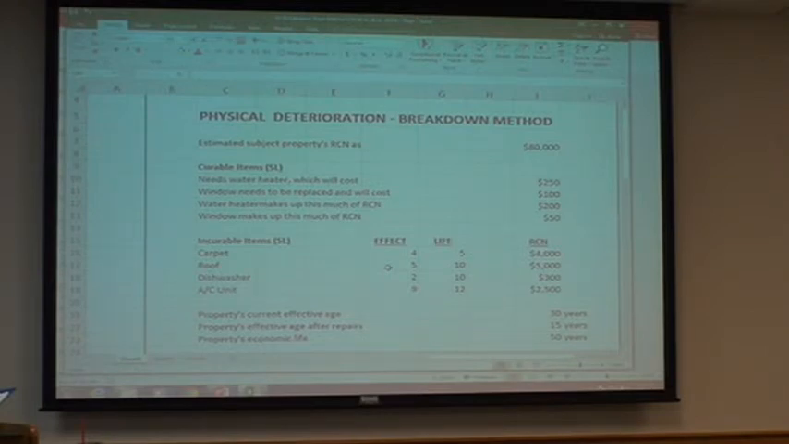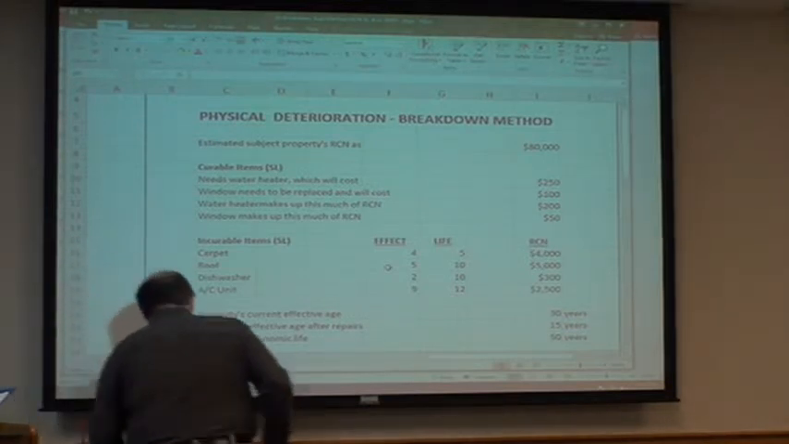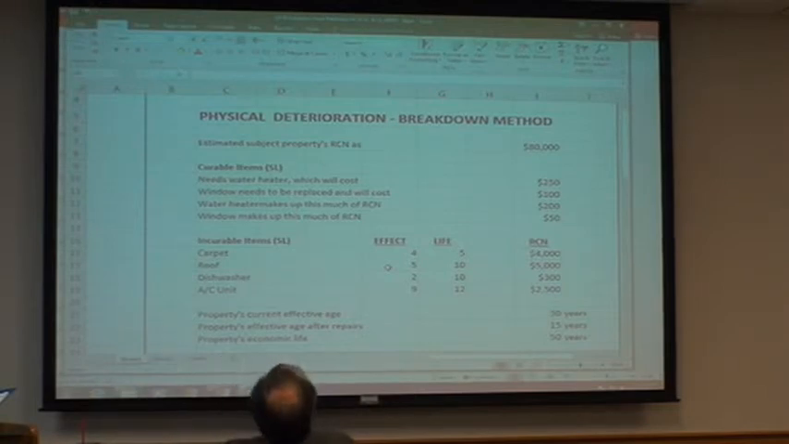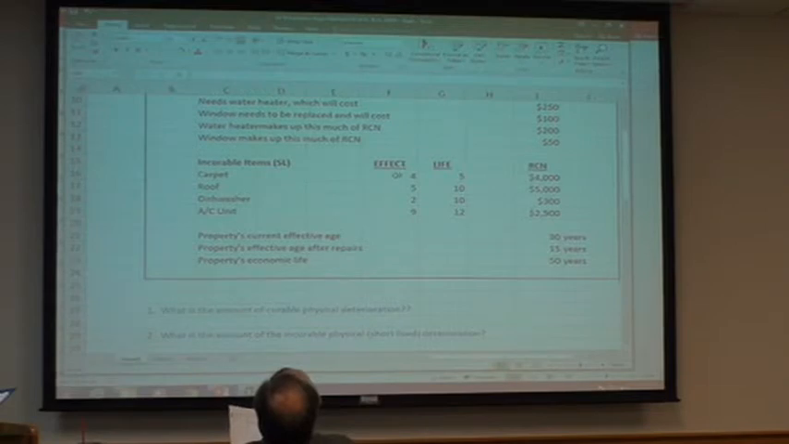Let's roll this one up and look at it. We'll call this number 10. If the water heater costs $250 and the window costs $100, the water heater makes up 200 of the RCN and the window makes up 50. These are little different numbers than we've had in the past. Carpet is a 4-year effective age, 5-year life, worth $4 grand. Roof, 5 and 10. Dishwasher, 2 and 10. AC at 9 and 12.